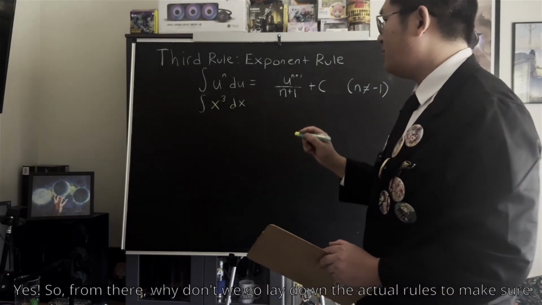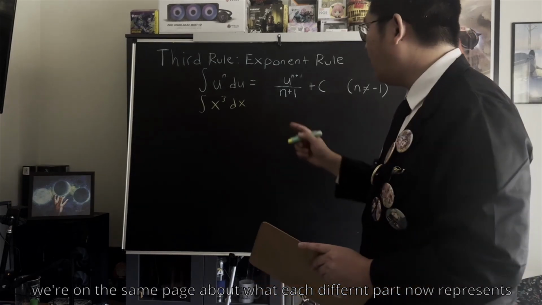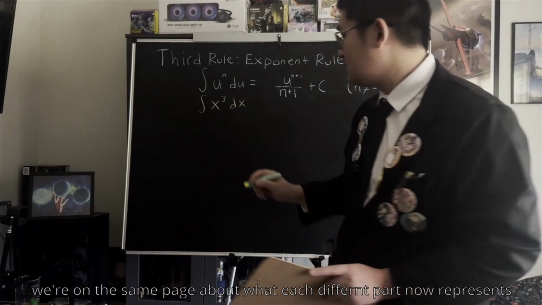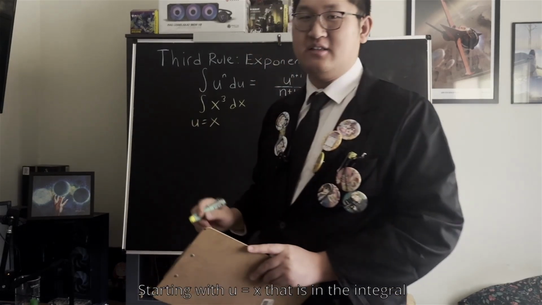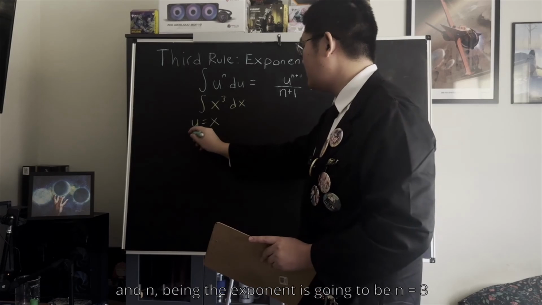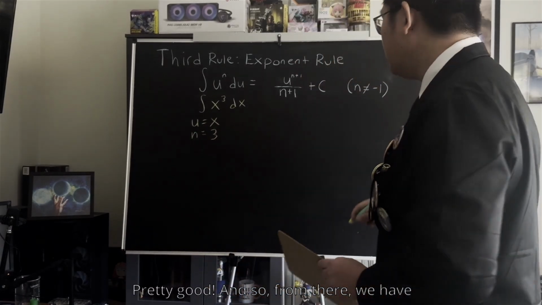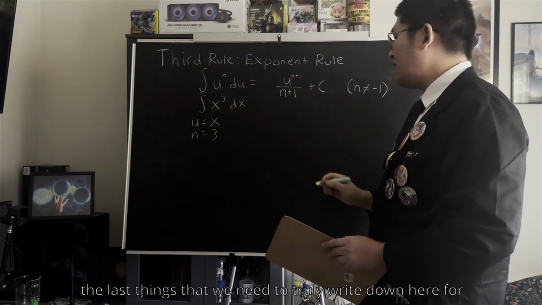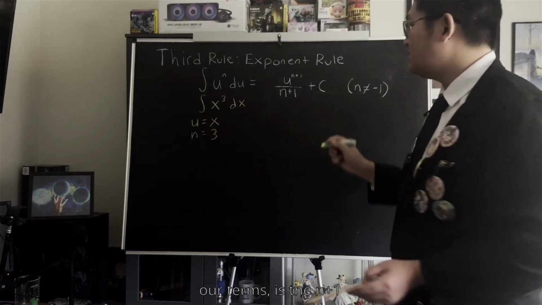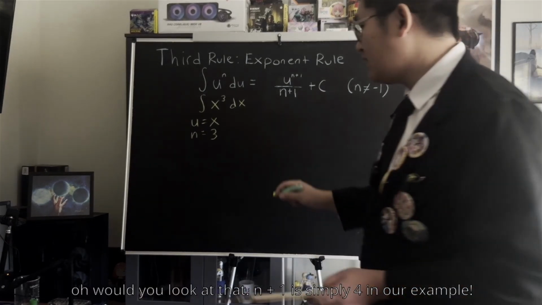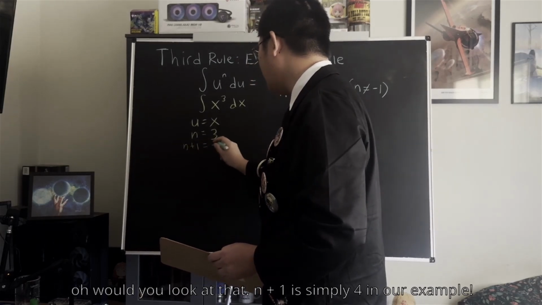Yes. So from there, why don't we go lay down the actual rules to make sure we're on the same page about what each different part now represents, starting with u being equal to our new x that is in the integral, and n being the exponent is going to be 3. Pretty good. And so from there, the last thing that we need to write down for our terms is the n plus 1. Oh, would you look at that? n plus 1 is simply 4 in our example.